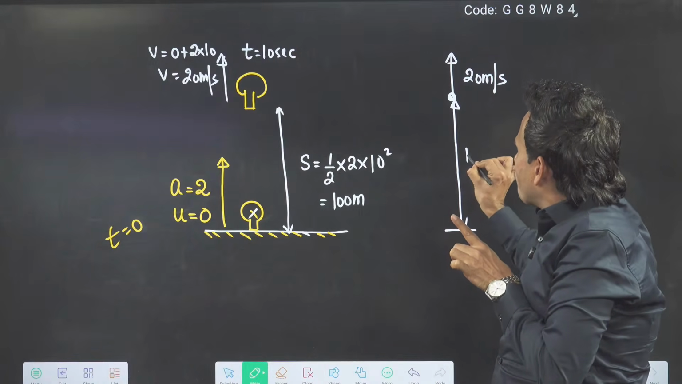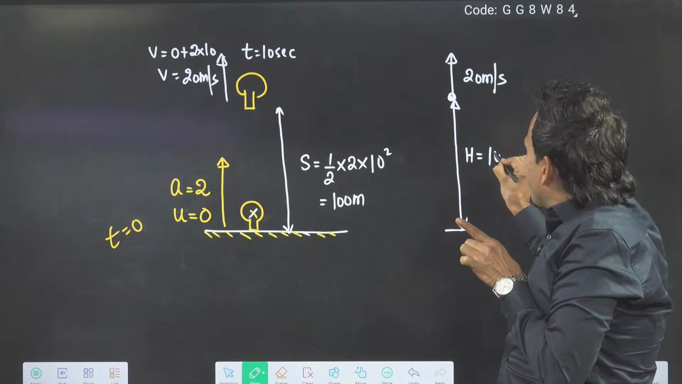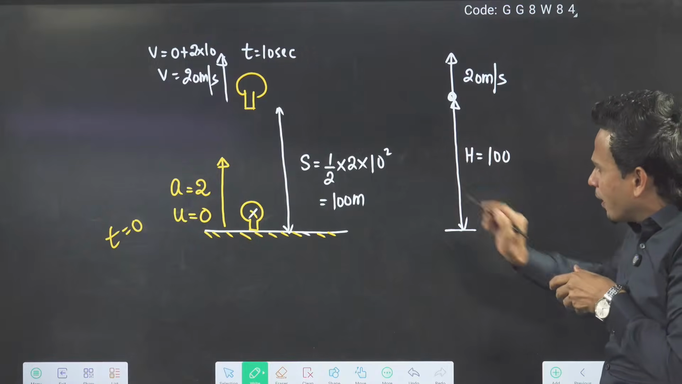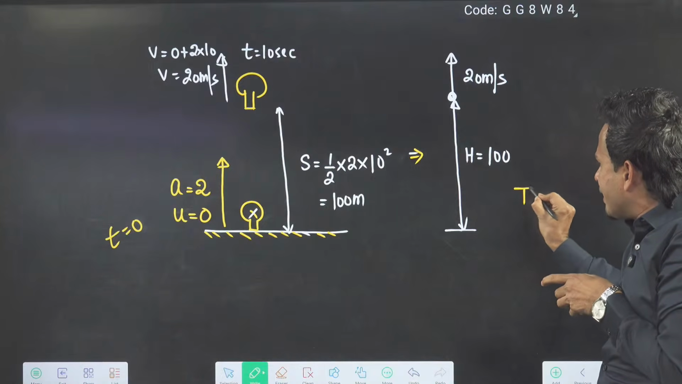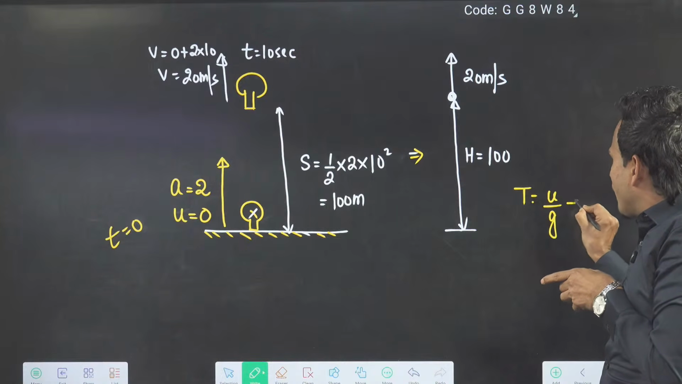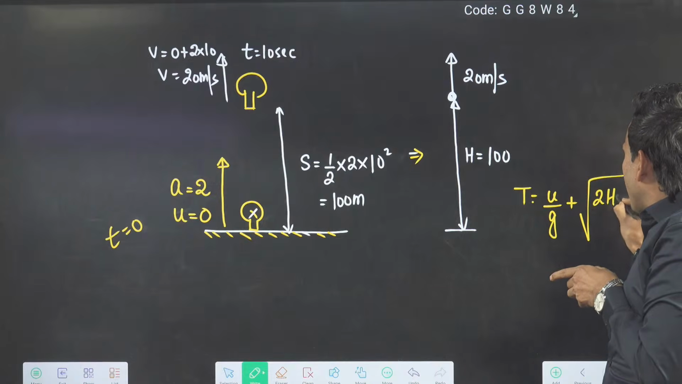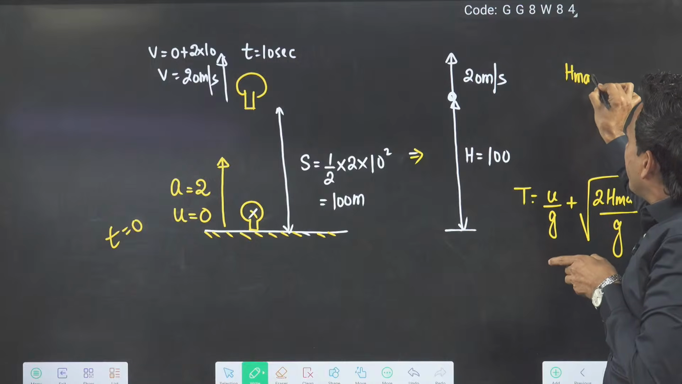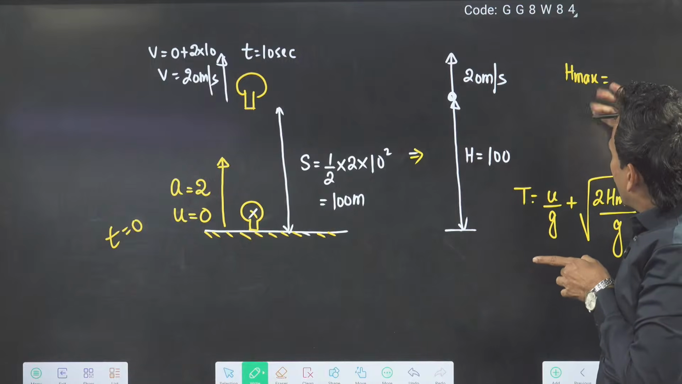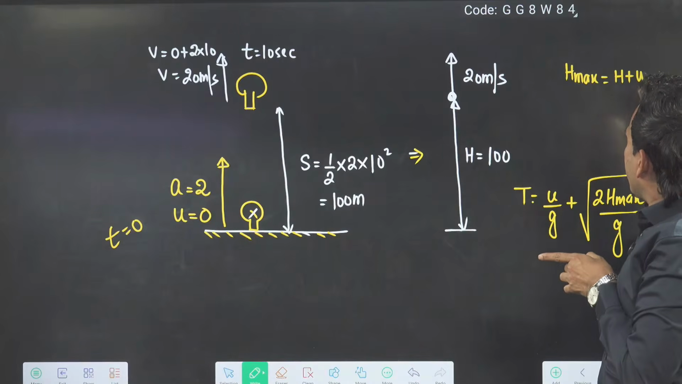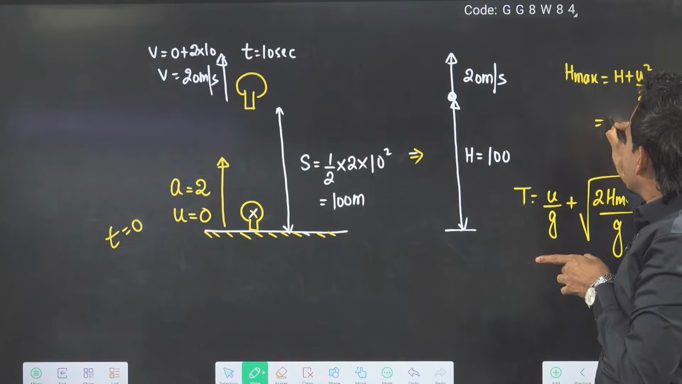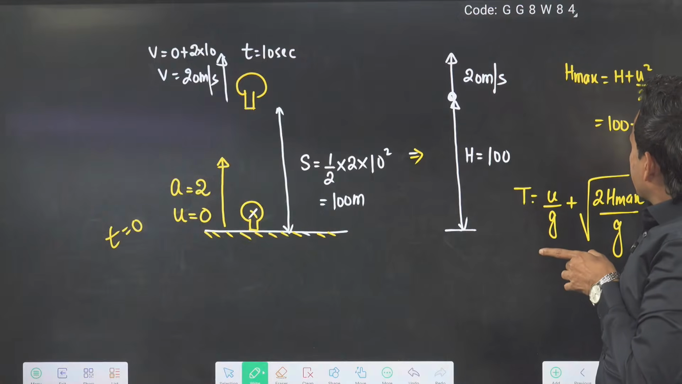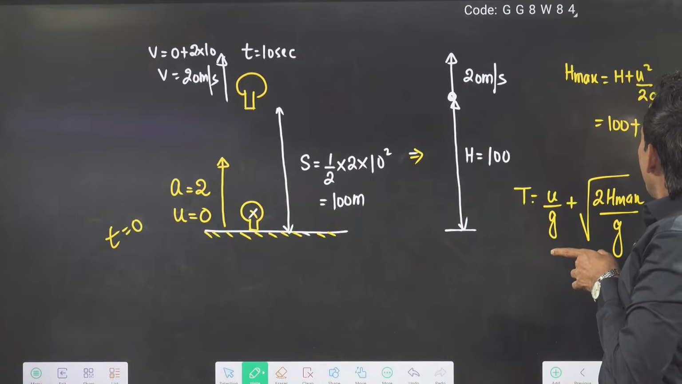Now this is the question of vertically upward projection from height, which you have studied. Once you understand this and convert it like this, you can find the time of flight very easily: U by G plus under root of 2 H max by G. First we will calculate H max. H max for the stone will become H plus U square by 2G. From here, H is 100 and 20 square by 2G means 20, so H max comes to 120.